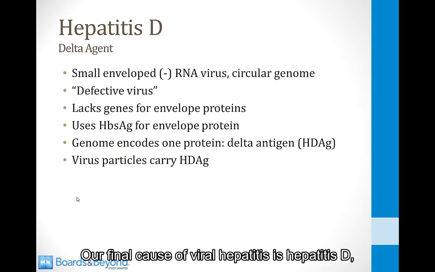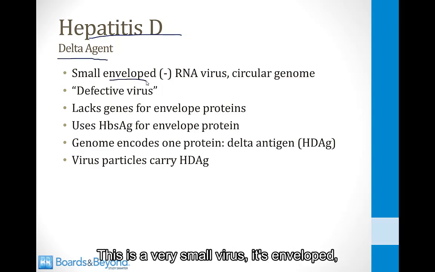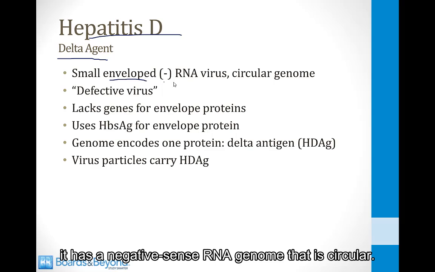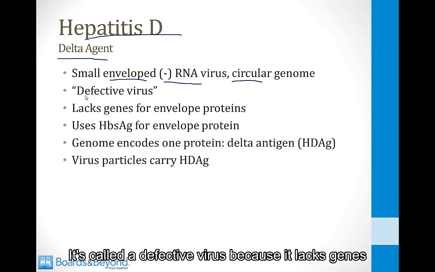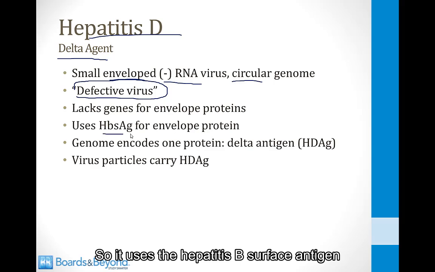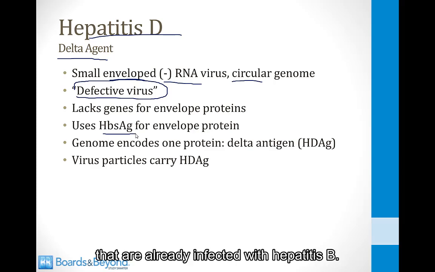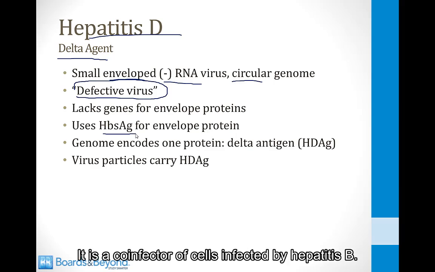Our final cause of viral hepatitis is hepatitis D, which is also called the delta agent. This is a very small virus. It's enveloped. It has a negative sense RNA genome that is circular. It's called a defective virus because it lacks genes for its envelope proteins, so it uses the hepatitis B surface antigen for its envelope protein. This means that it can only infect cells that are already infected with hepatitis B. It is a co-infector of cells infected by hepatitis B.